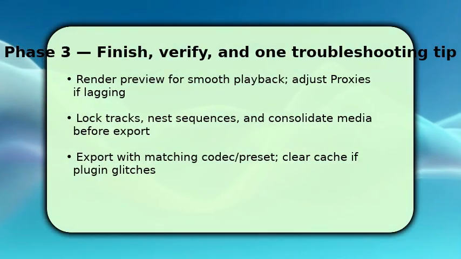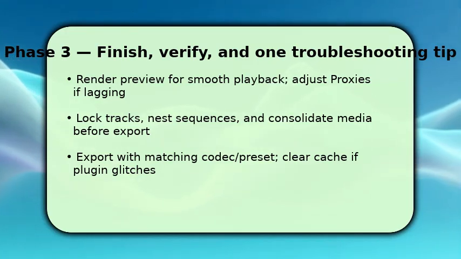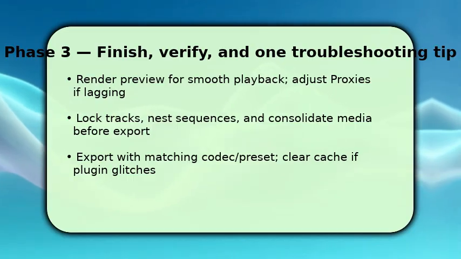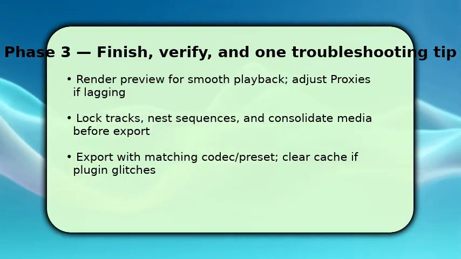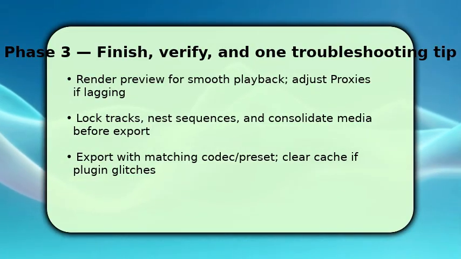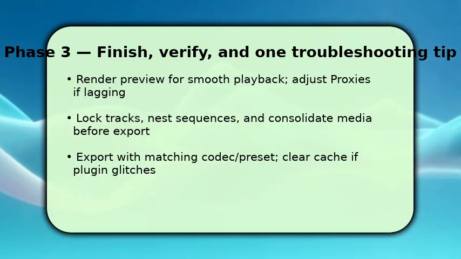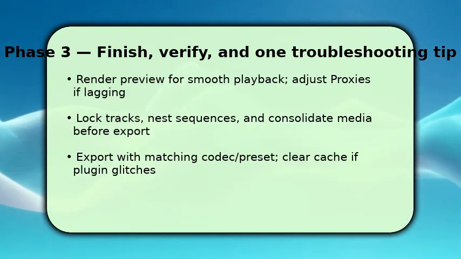Render the timeline to confirm smooth playback and create proxies if your machine struggles. Nest sequences or render in and out sections to preserve plugin animations and lock tracks once satisfied. When exporting, choose a codec and preset that match delivery specs. Use maximum render quality for motion-heavy graphics.